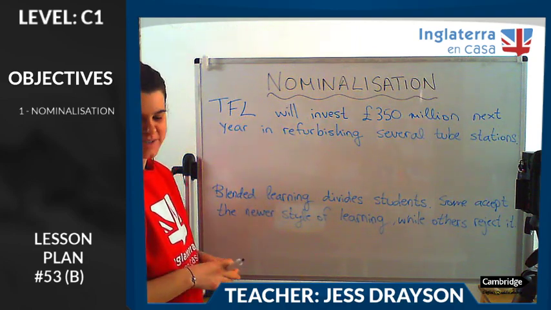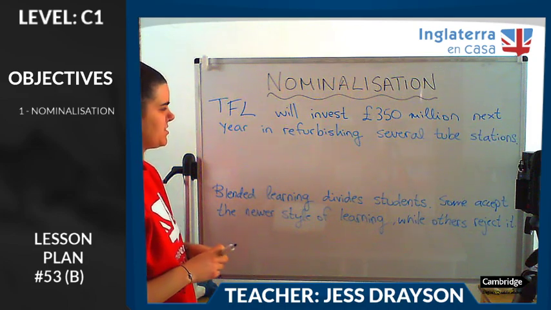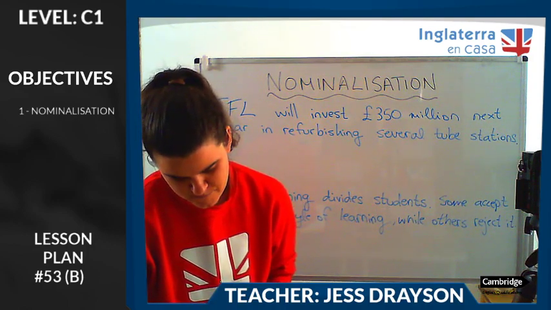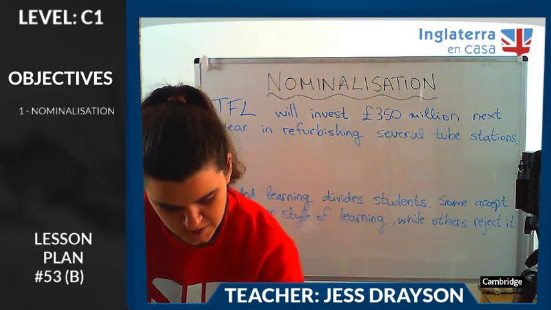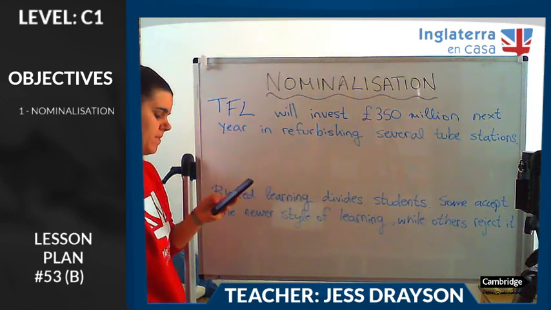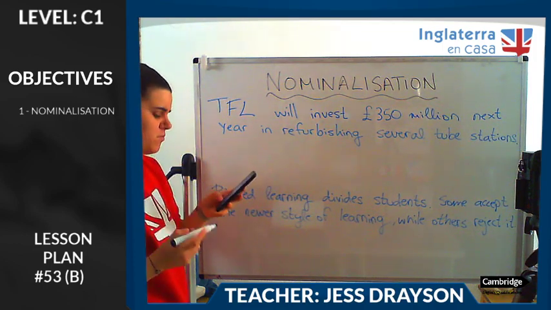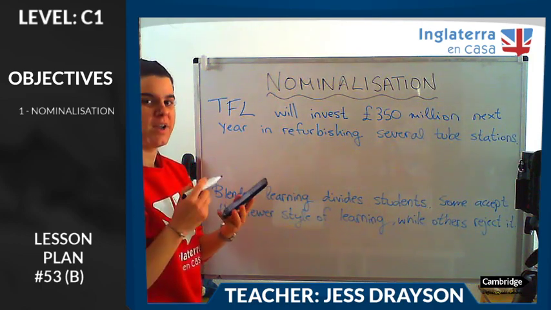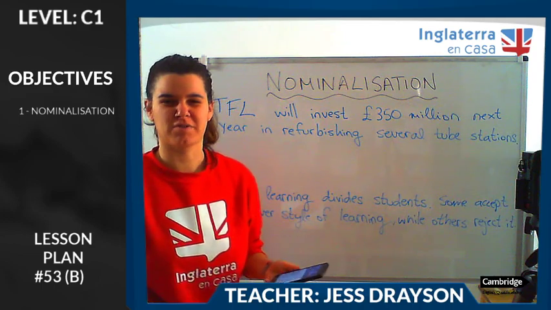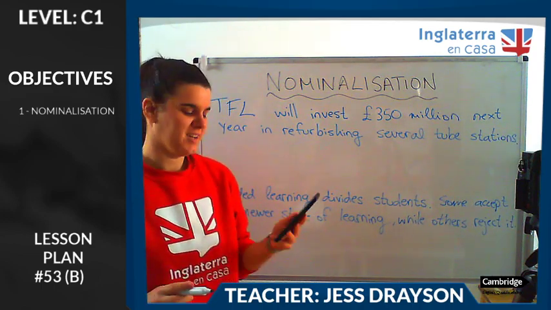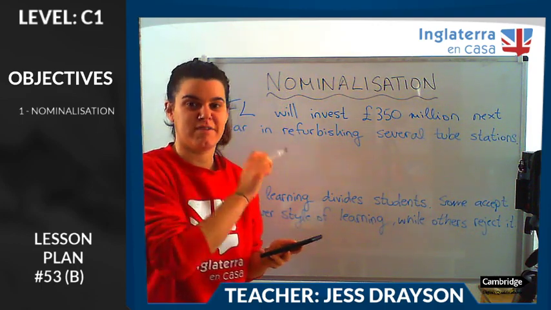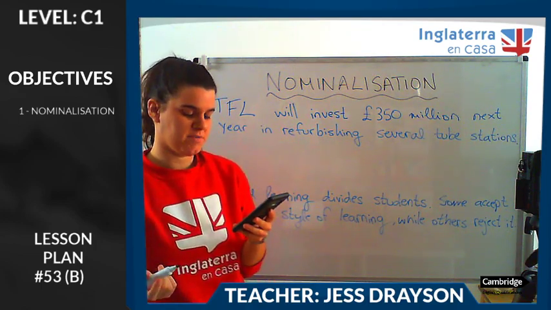So yeah, TFL will invest. So for example, TFL will invest £350 million next year in refurbishing several tube stations. Okay, let's see. Here we go. The TFL investment. Here you wouldn't use the article. It wouldn't say the TFL investment. Okay, you would have to say just TFL with no article. It's just TFL. It's the name. Okay, so you don't put articles in front of names. You would say the Jets. Okay, so just TFL. Again, you would have to use the possessive. Okay, because it's the investment of TFL, the investment done by TFL. Of £350 million.